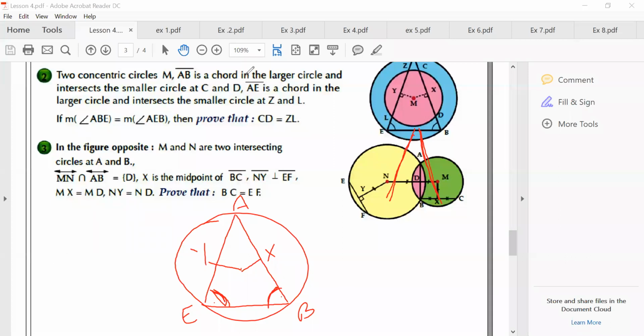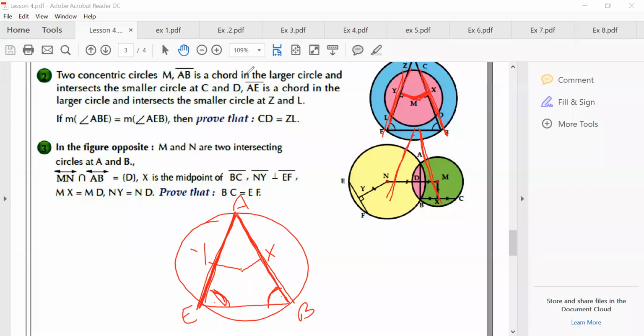Since measure B equals measure E, then the chord AB equals the chord AE. When the two chords are equal, then MX will be equal to MY, because AB equals AE, and MX is perpendicular and MY is perpendicular, so the two small distances are equal.